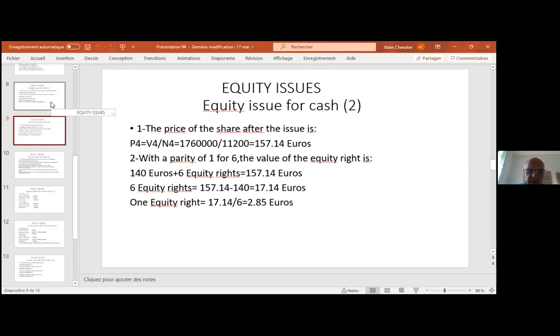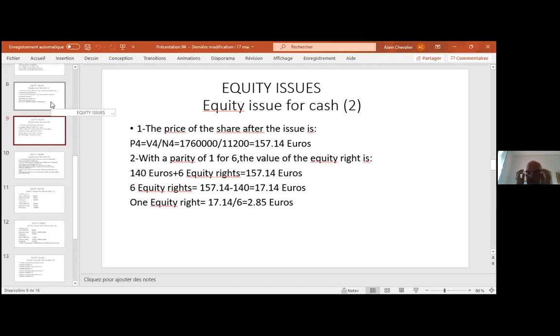That means you can easily calculate the value of the 6 equity rights, which is 157.14 minus 140, which is 17.14 euros. But this is for 6 equity rights. Now, if you want to calculate the value of one equity right, you have to divide by 6, and you get something like 2.85, which is a very small value.